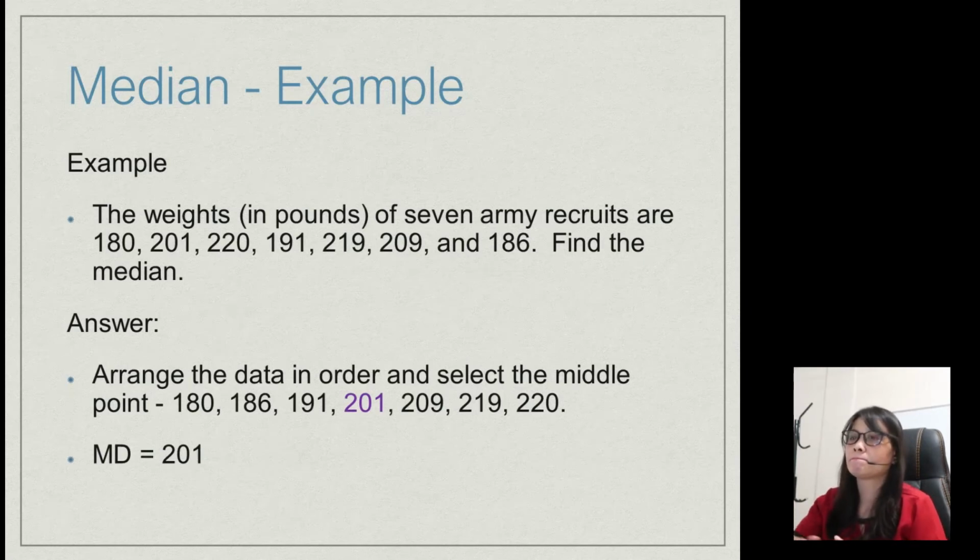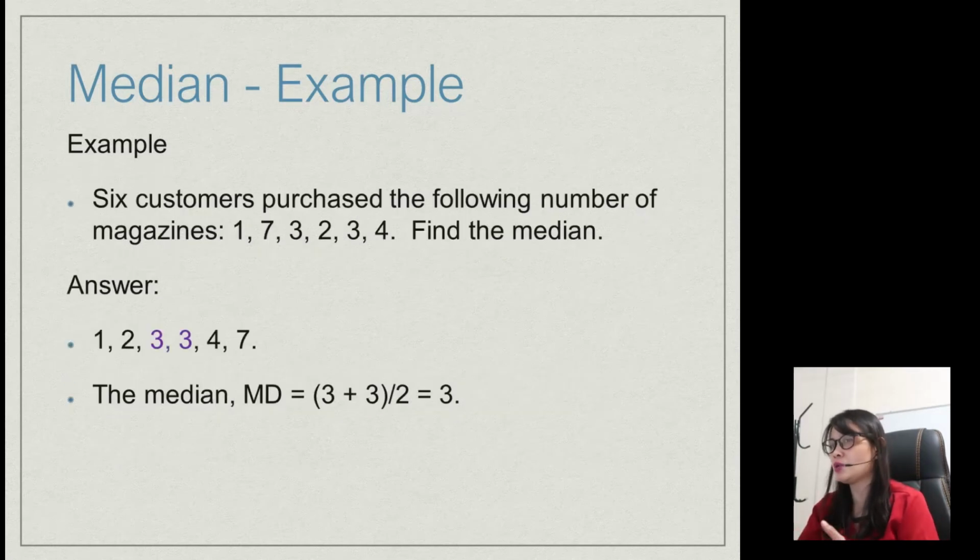Next, 6 customers purchased the following number of magazines: 1, 7, 3, 2, 3, 4. Find the median. What's the first procedure? Arrange the given numbers from lowest to highest: 1, 2, 3, 3, 4, 7. The middle numbers will be 3 and 3. There are two middle numbers, so how do we get the median? We get the average of the two middle numbers: 3 plus 3 over 2, so you have 3. Can you still follow? Is it easy? Okay, next.